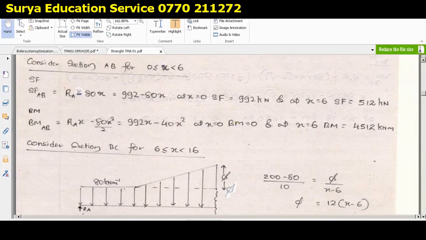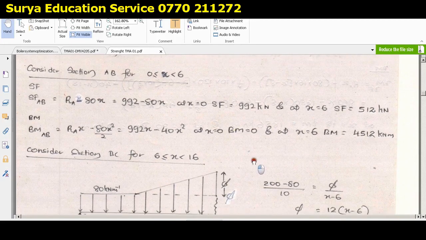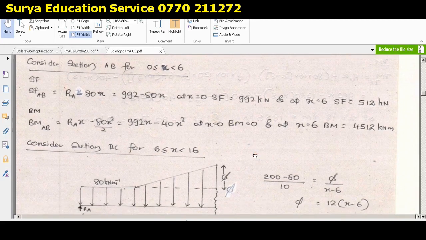Okay, so now we will discuss how to sketch the shear force diagram. Before sketching the shear force and bending moment diagram, there are certain things that we have to consider, because it contains certain steps, a certain logical procedure. So now let's see how we can calculate the shear forces, and then the bending moments, and then sketch the bending moment and shear force diagram.